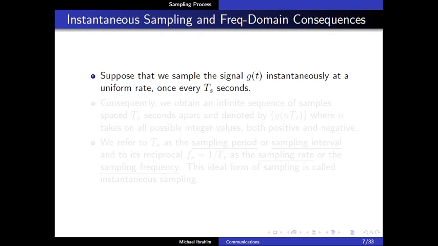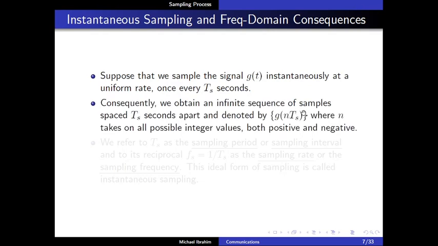Okay, so consequently, we obtain an infinite sequence of samples spaced Ts seconds apart, denoted by g(nTs). n is an integer, positive or negative, so if n equals 0, we get g(0), n equals 1, g(Ts), g(2Ts), and so on. So we're getting discrete values in time, and time, instead of being t, is now nTs, where n is an integer. So we have time now 0, Ts, 2Ts, 3Ts, 4Ts, and so on. And as we discussed previously in signals and systems, we will drop Ts and we'll get g[n] as a discrete time signal.